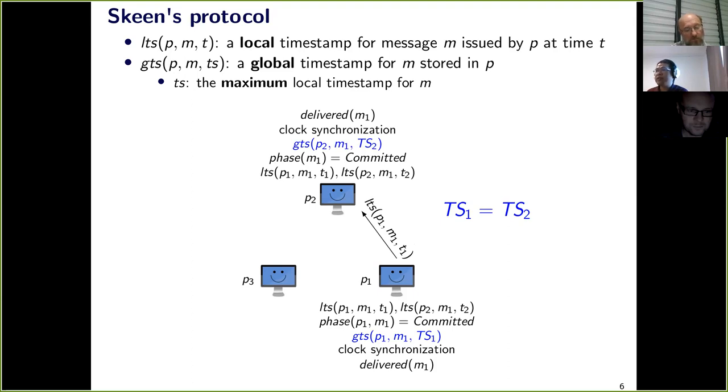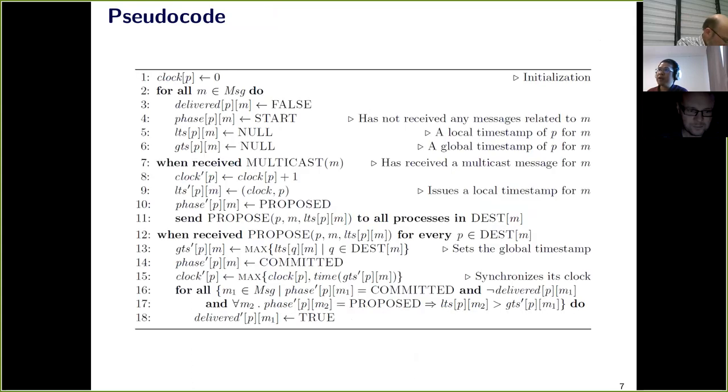And similar things happen in P2. And now you can see that we have two global timestamps, one from P2 and one from P1. And importantly, these global timestamps are equal. And this is how we construct a total order of messages. Okay, and this is the pseudocode. This pseudocode describes exactly what I said before.